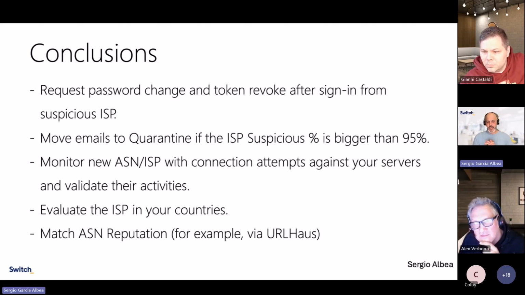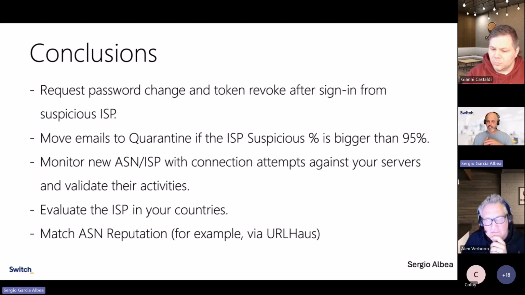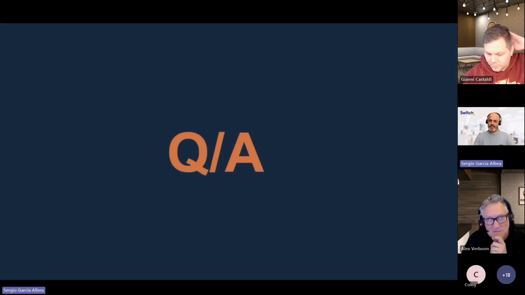And then, as you have seen through the presentation, if you see some of these ASNs that look suspicious, go and verify the reputation. And perhaps you will discover some surprise, like the one that I showed you that was under cyber criminals. That's all from my side.